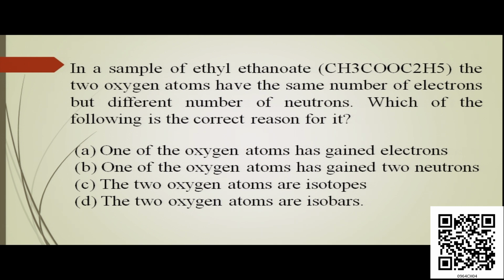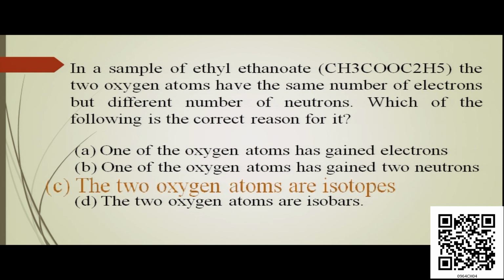So what can you conclude about that atom? If the number of electrons is the same, the number of protons is also the same. Number of protons same, number of neutrons different. Same protons means same atomic number, and when you add the neutrons, the mass number will be different. Species having the same atomic number but different mass number are called isotopes. So the answer to this question is option C, that is, the 2 oxygen atoms are isotopes.